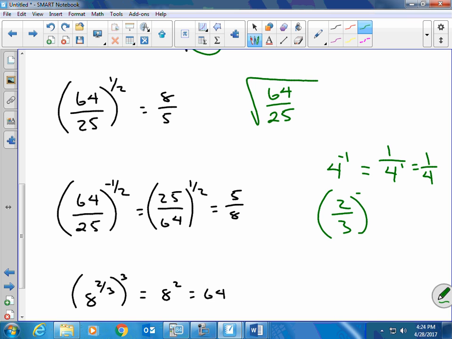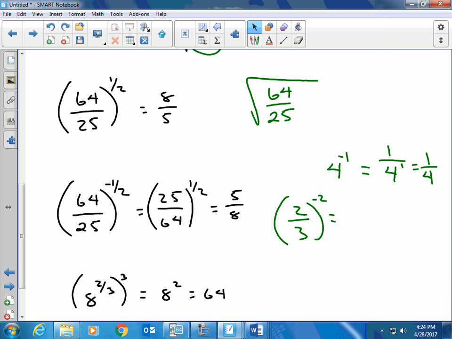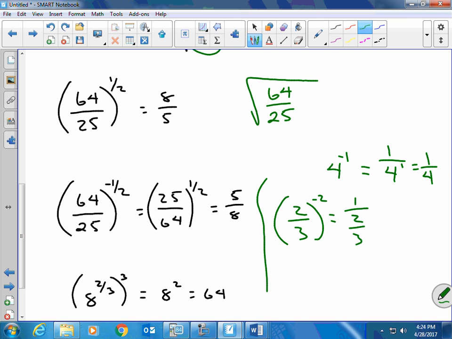What if I have 2/3 raised to the negative second power? Really, that's going to be 1 over 2/3 to the second power, which gives me 1 over 4/9. And when I divide by a fraction, I multiply by the reciprocal. So that becomes 1 over 1, really, because that's all that is, times 9 over 4, because I multiply by the reciprocal. And so I get 9/4.